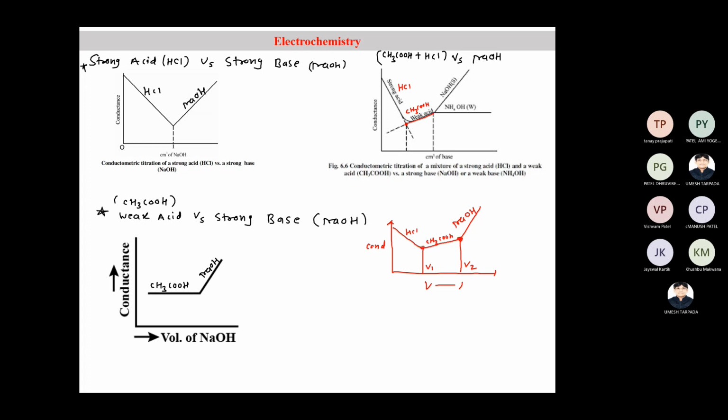So for HCl, the endpoint volume required for neutralization is V1, but for acetic acid, it is V2 minus V1 ml. So this much volume is required for neutralization.